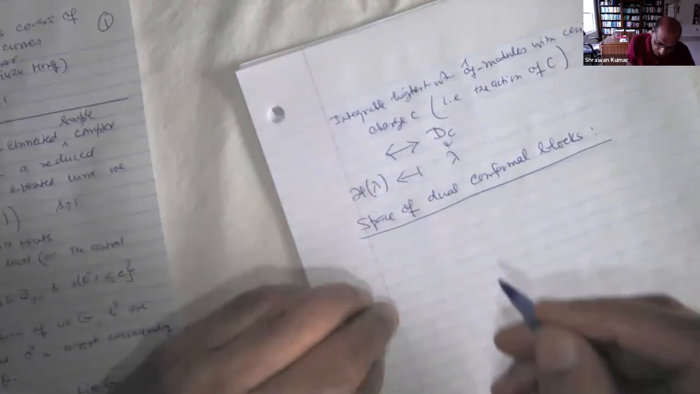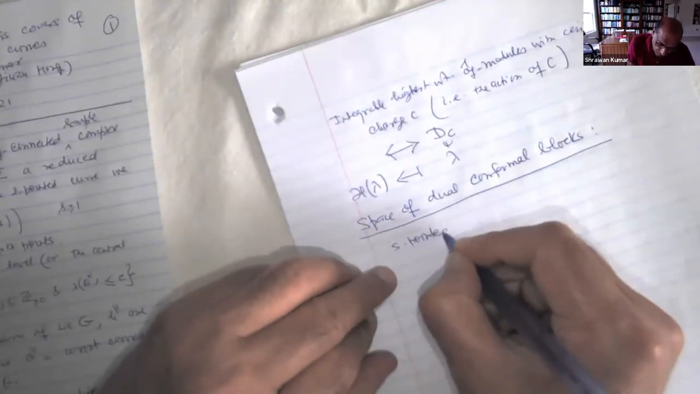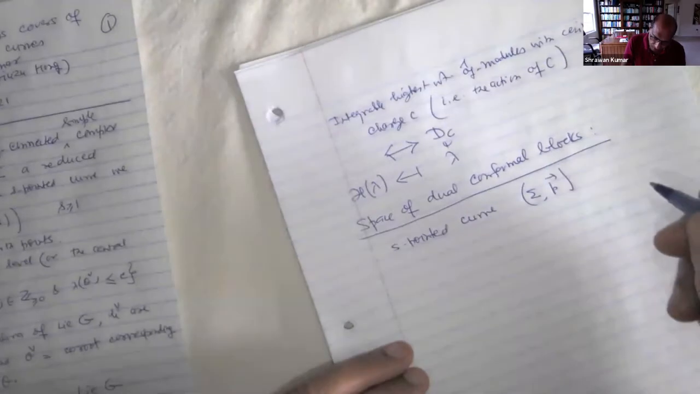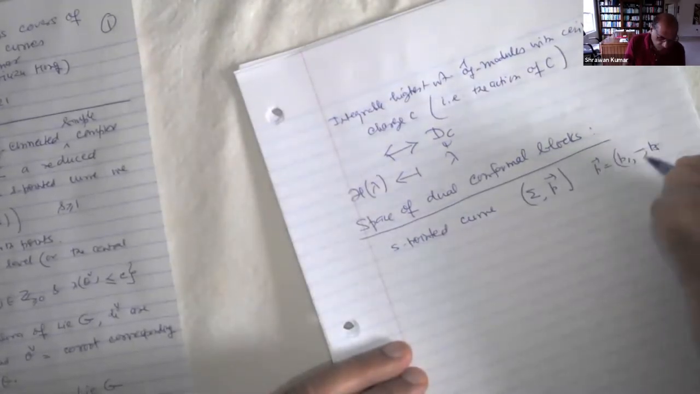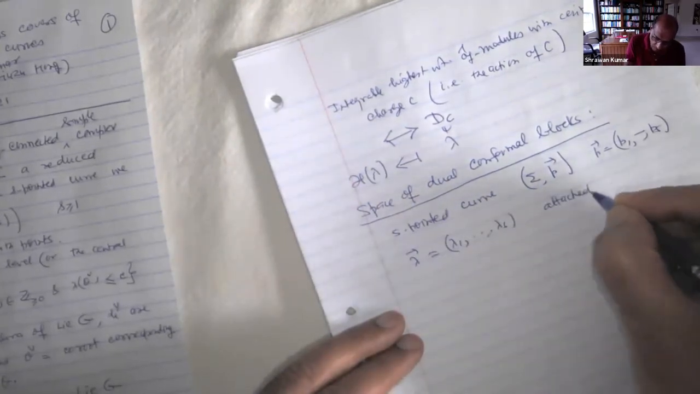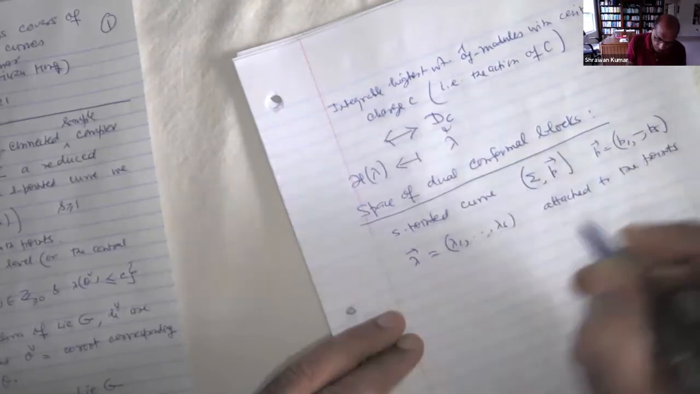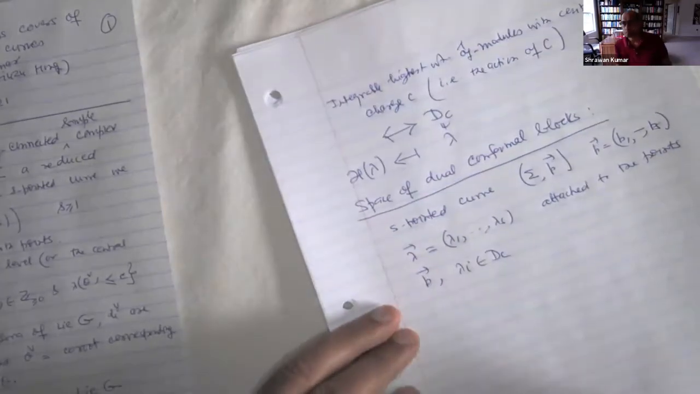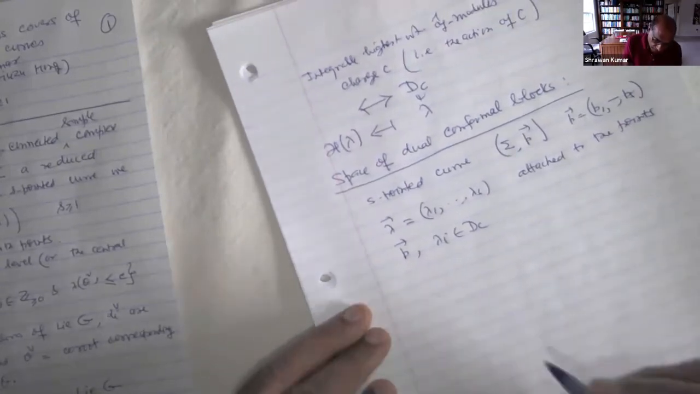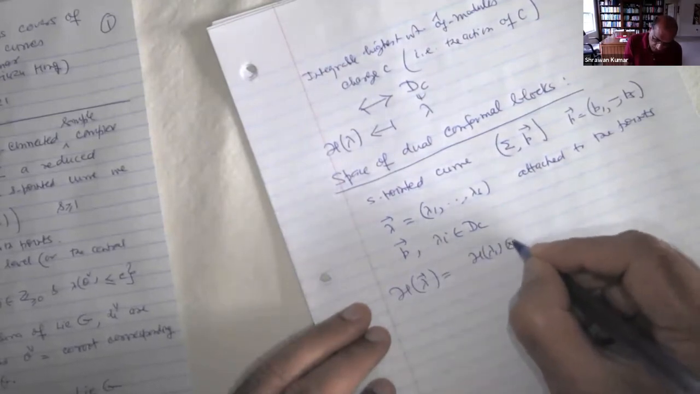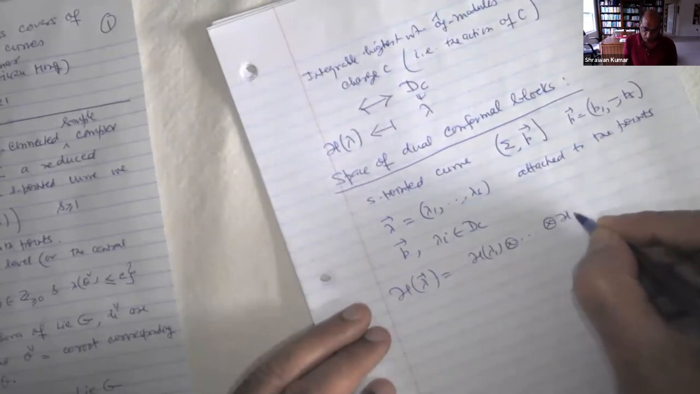So we have this S-pointed curve, sigma P, where P is nothing but P1 through PS. And now we attach lambda 1 through lambda S to the points P, where each lambda I is in DC. So now we define H lambda, which is nothing but the tensor product of all these integrable highest weight modules.